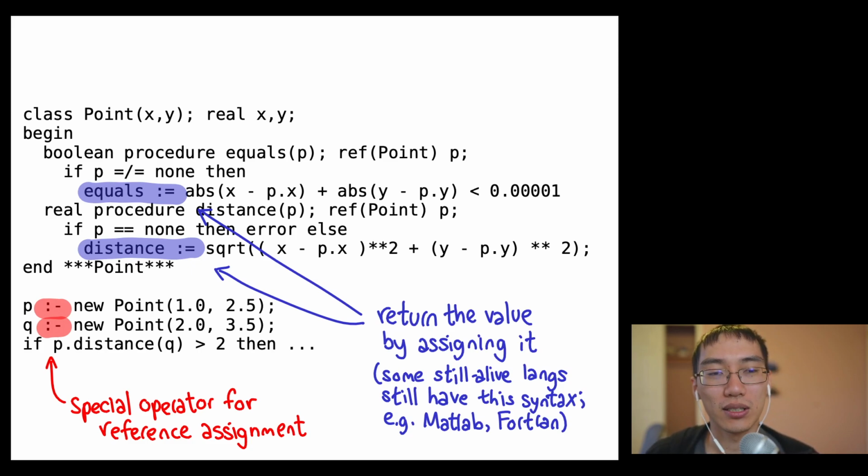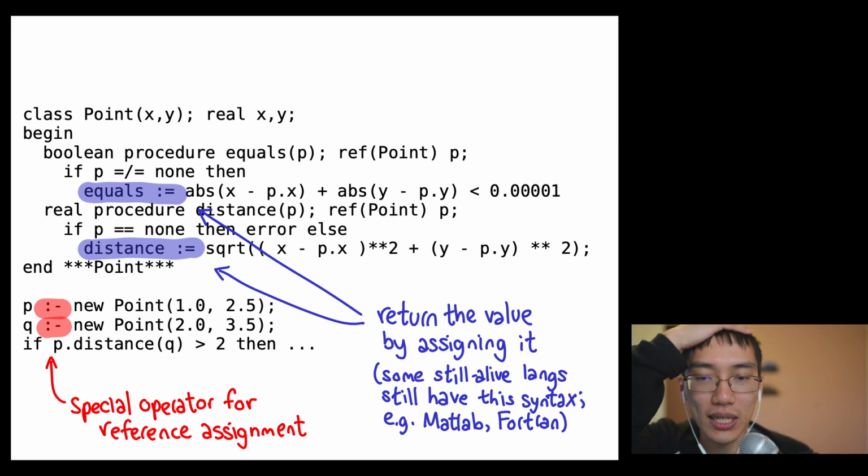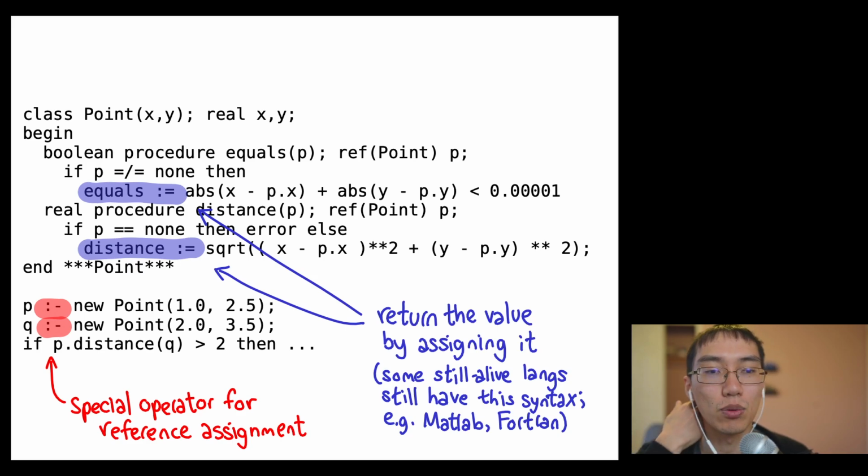And there was a separate operator, colon dash, if you were assigning a reference, which is what's going on with the point cases, right? Because when I allocate a new point, that returns an activation record. And so that's a pointer to some structure.